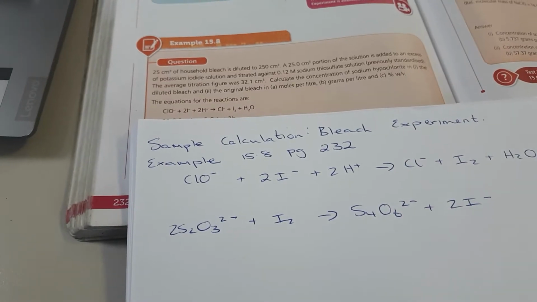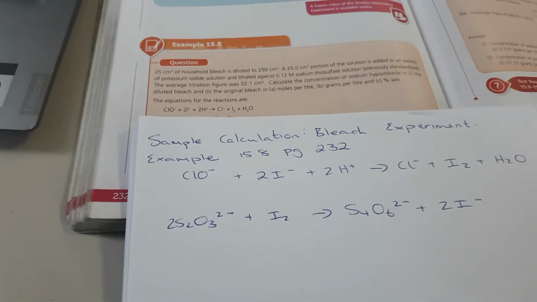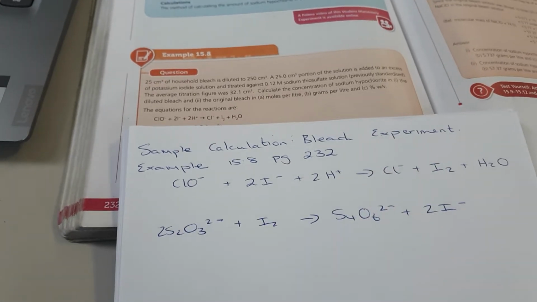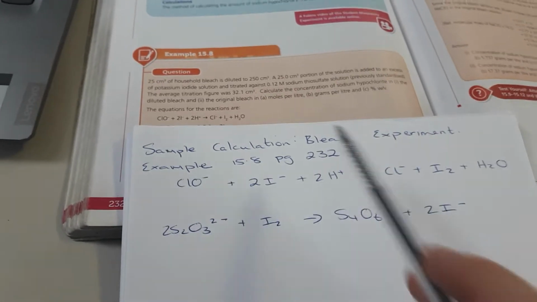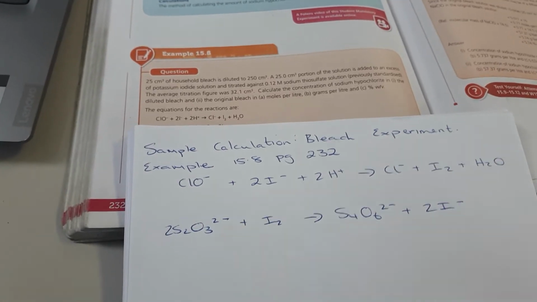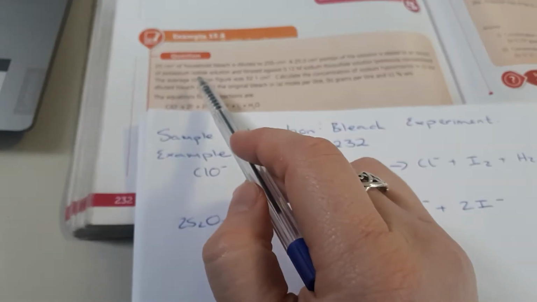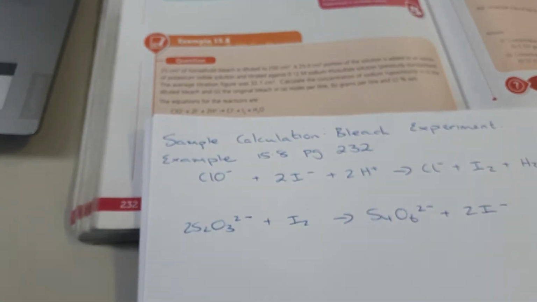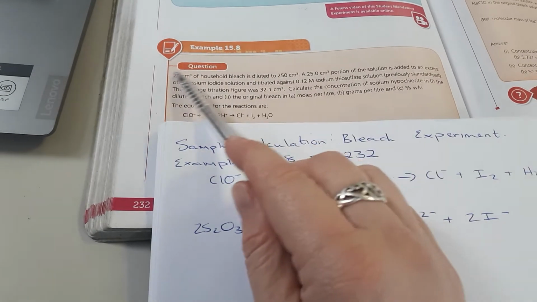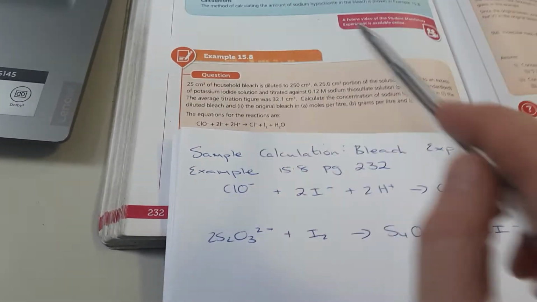Okay, so today we're going to have a look at a sample calculation for the bleach experiment that you wrote up yesterday. Okay, and this is on page 232 and example 15.8. So the first thing here I'm told is that 25 centimetres cubed of the household bleach is diluted to 250 centimetres cubed. I'm going to come back to that dilution at the end.